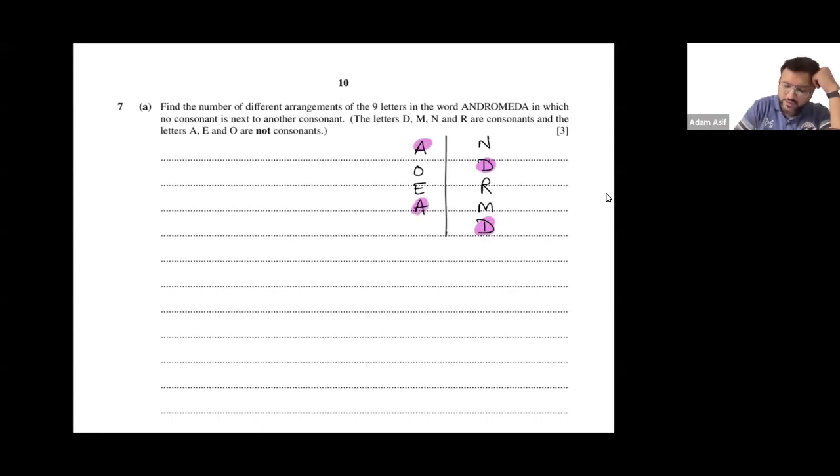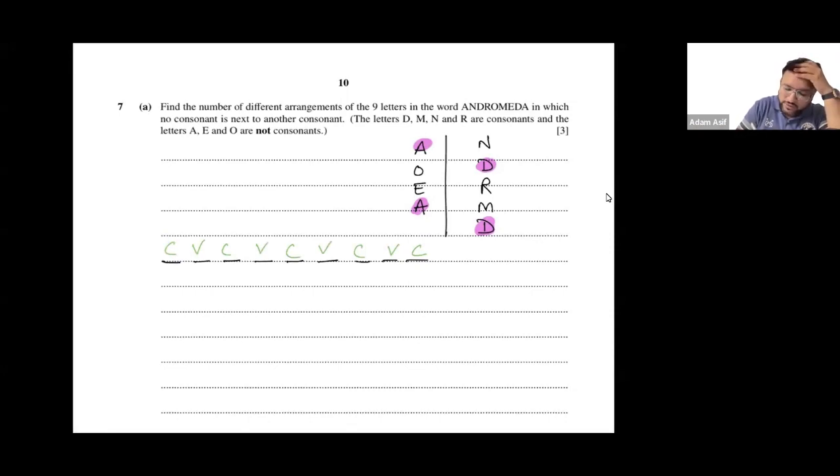The restriction is to find the number of different arrangements of the 9 letter words in which no consonant is next to another consonant. So it has to be consonant followed by a vowel. Okay. No consonant is next to another consonant. So consonant, vowel, consonant, vowel, consonant, vowel, consonant, vowel, consonant. You can't start with a vowel because if that's the case, then the two consonants will be together at the end, because there are fewer vowels as compared to consonants.